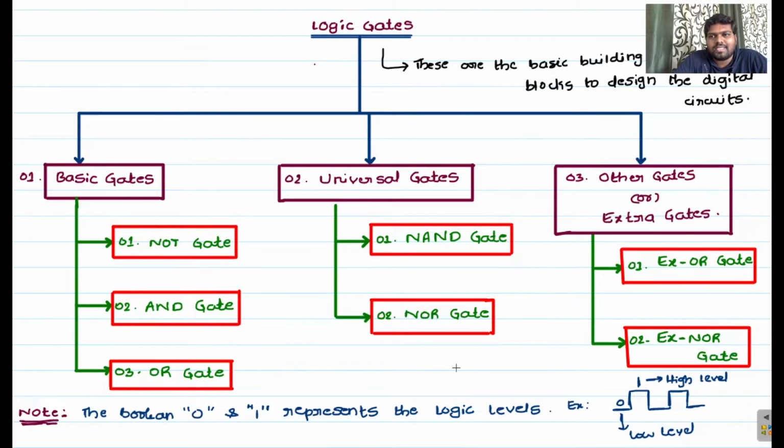Why do we call these universal gates? With the help of the NAND and NOR gates, we can construct any other gate. That means by using a NAND gate, we can construct a NOT gate as well as an AND gate or OR gate, and also XOR and XNOR gates. In the same way, by using a NOR gate, we can design basic gates, other extra gates, and universal gates also. That means with the help of a NOR gate, we can construct a NAND gate also. That's why we call them universal gates, and in the same way the other gates are extra gates.